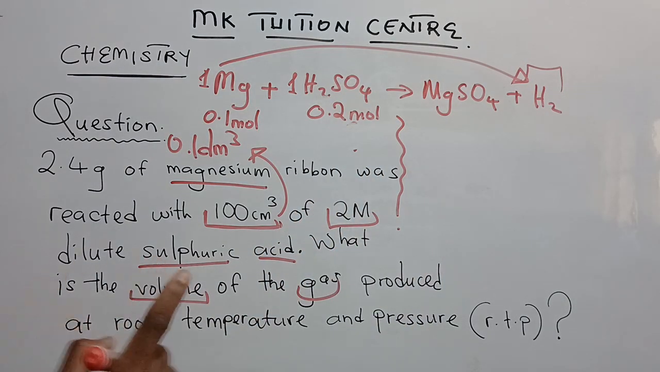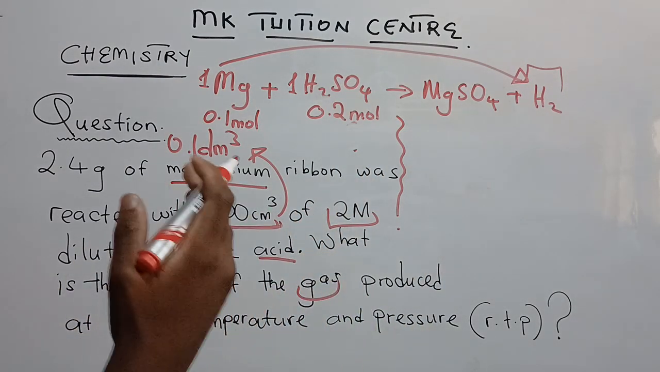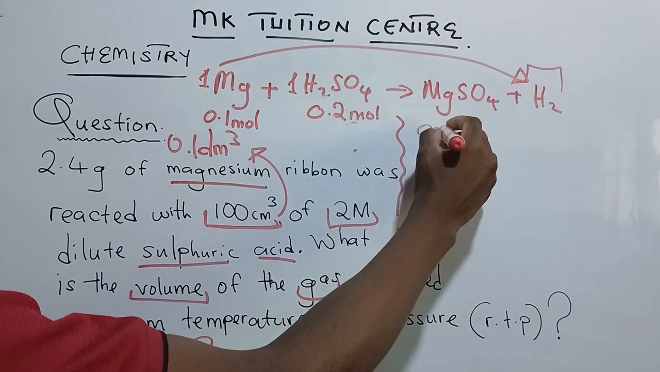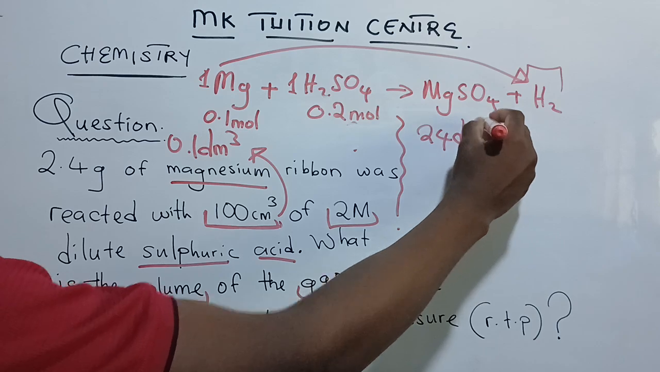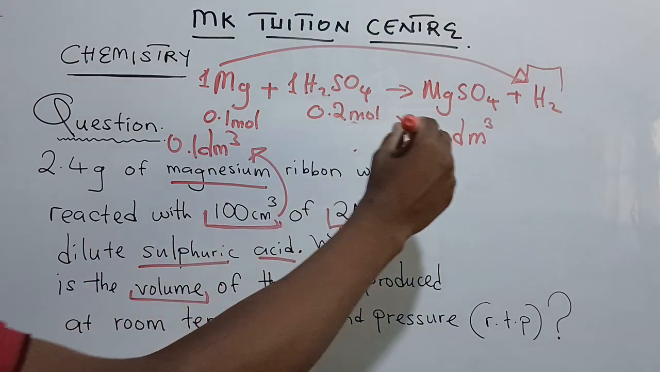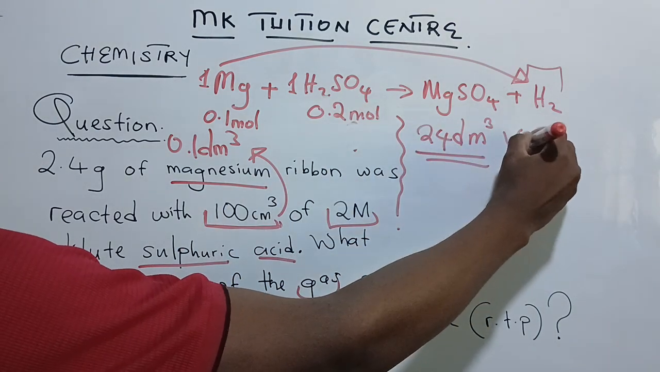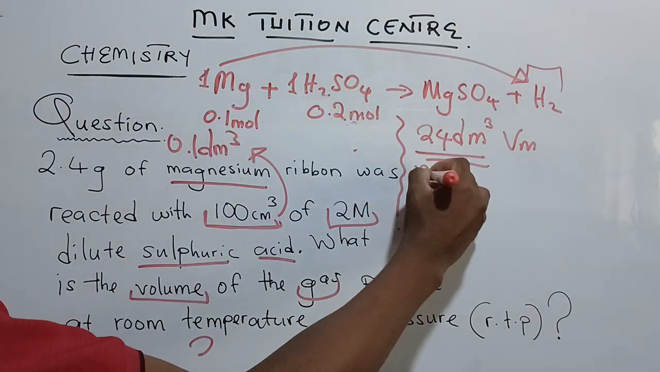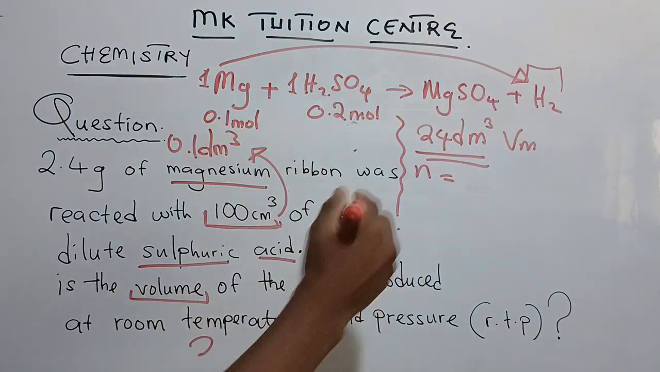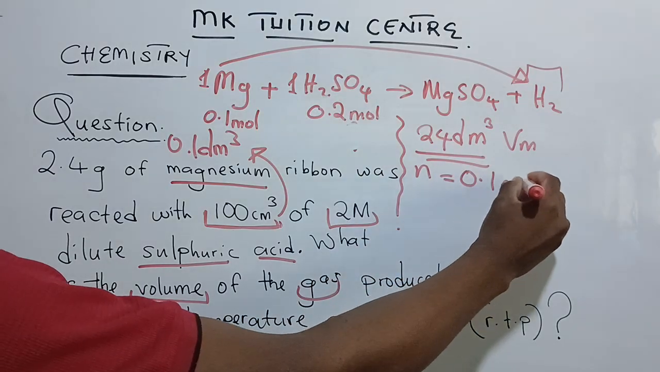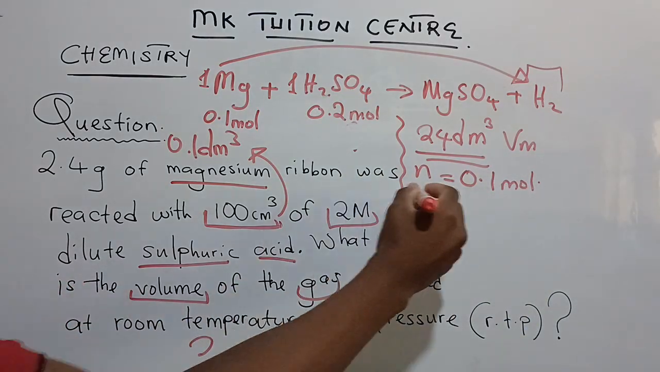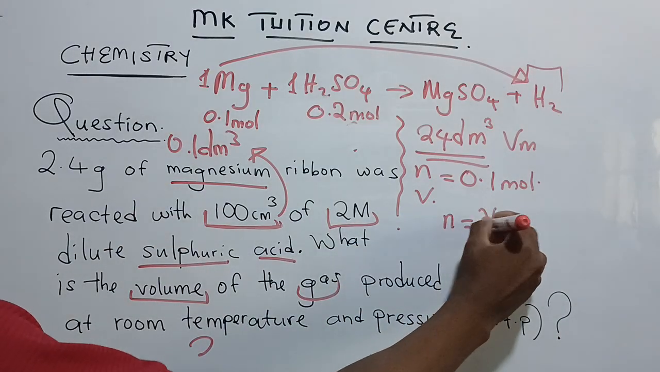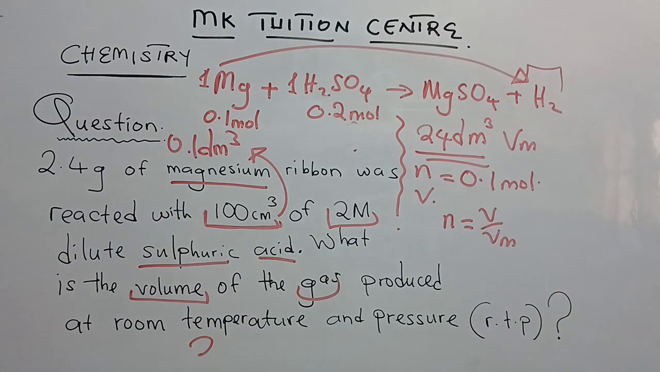Now, we know that 1 mole of a gas is equal to 24 cubic decimeters at RTP. So we have this one here, which is Vm. This is known at RTP. We also have the number of moles, the limiting one, 0.1. And then we're looking for the volume, which is V. n is equal to V over Vm. This is one formula you should know.